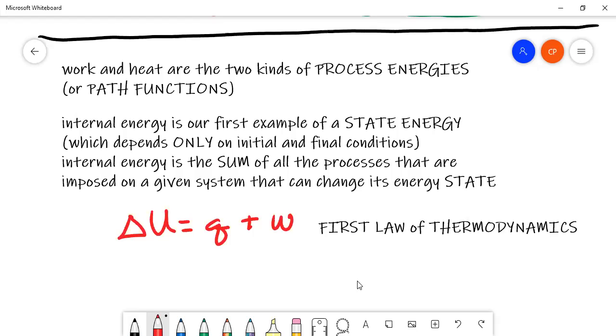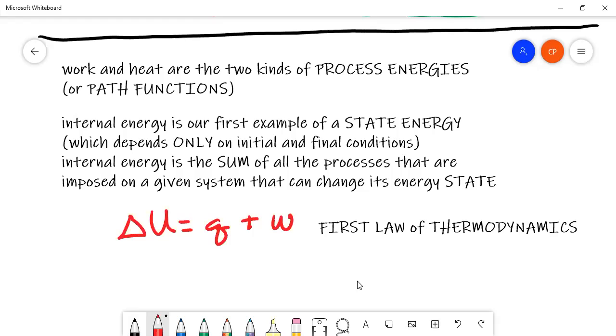Now, how many of y'all have heard the first law of thermodynamics before? The overwhelming likelihood is that when you heard of the first law of thermodynamics before, you didn't hear of it in terms of internal energy change is equal to heat transferred plus work done. That is probably new. But you probably have dealt with a different formulation of the first law of thermodynamics.